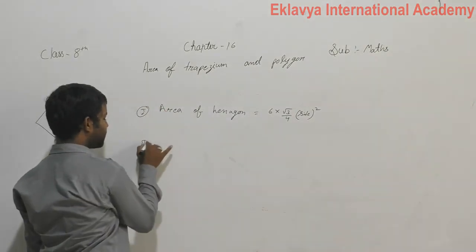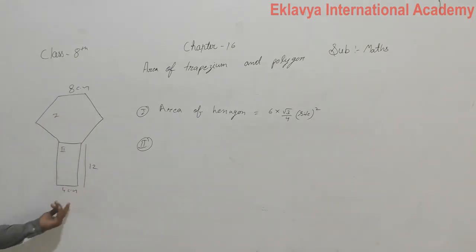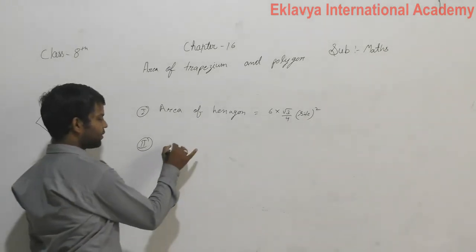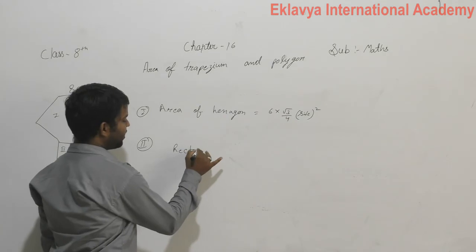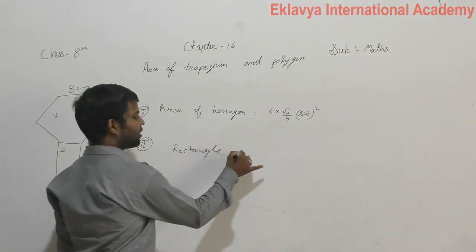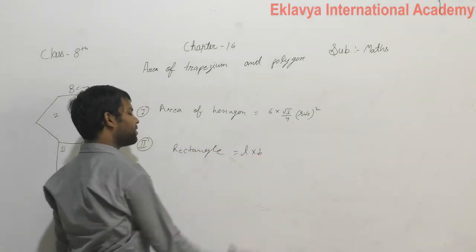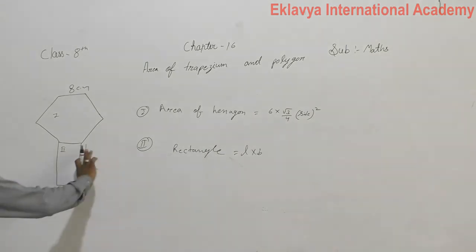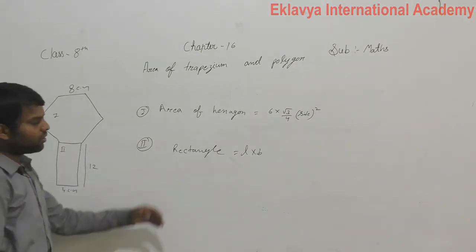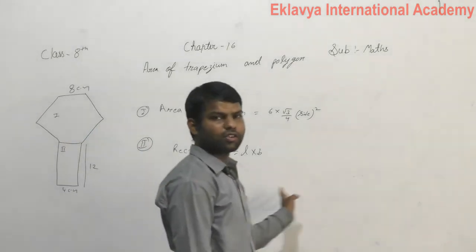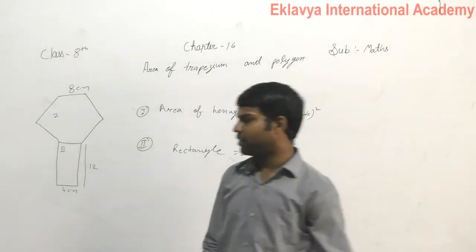The second part is the rectangle, then area of rectangle is length multiplied by breadth. Here length is given and breadth is also given. Find out the second part area also and add both areas.